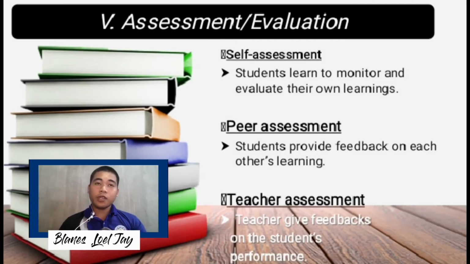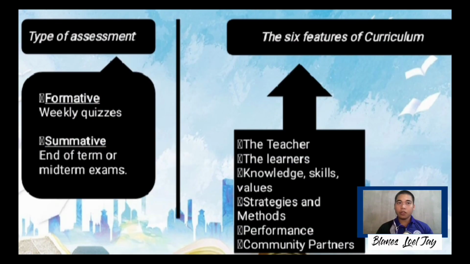Next is the assessment or evaluation. There are three types of assessment or evaluation. First is the self-assessment, second is the peer assessment, and the third is the teacher assessment. So in self-assessment, the students learn to monitor and evaluate their own learning. In the peer assessment, students provide feedback on each other's learning. And in the teacher assessment, the teacher gives feedback on the students' performance. And there are two types of evaluation, which are the formative and the summative. A formative is just like our weekly quizzes, and the summative is the end of the term or midterm exam or final exam.